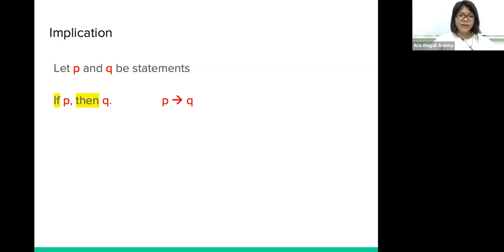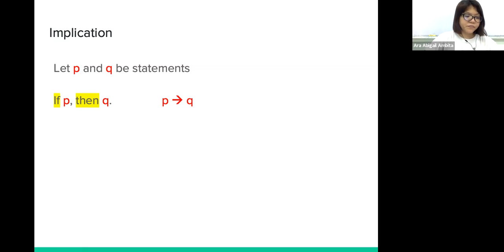Suppose we have statements P and Q. We can express it in its conditional form using an if-then clause: if P, then Q. Or you can also express it using this symbolic notation. In this conditional form, P is the hypothesis or the antecedent, and Q, on the other hand, is the conclusion or the consequent.